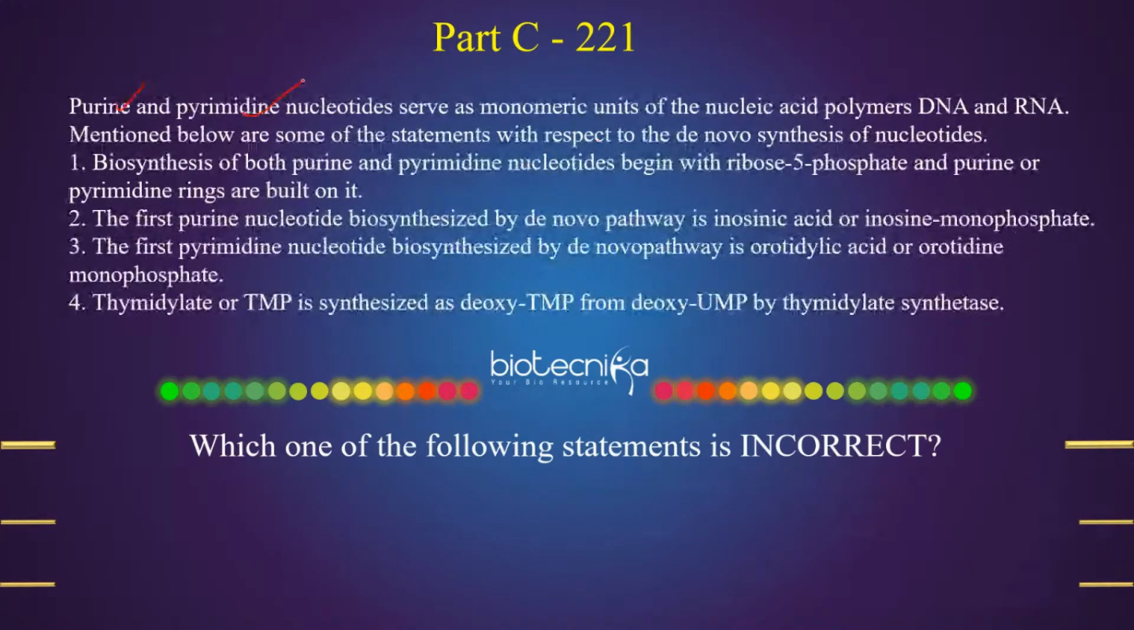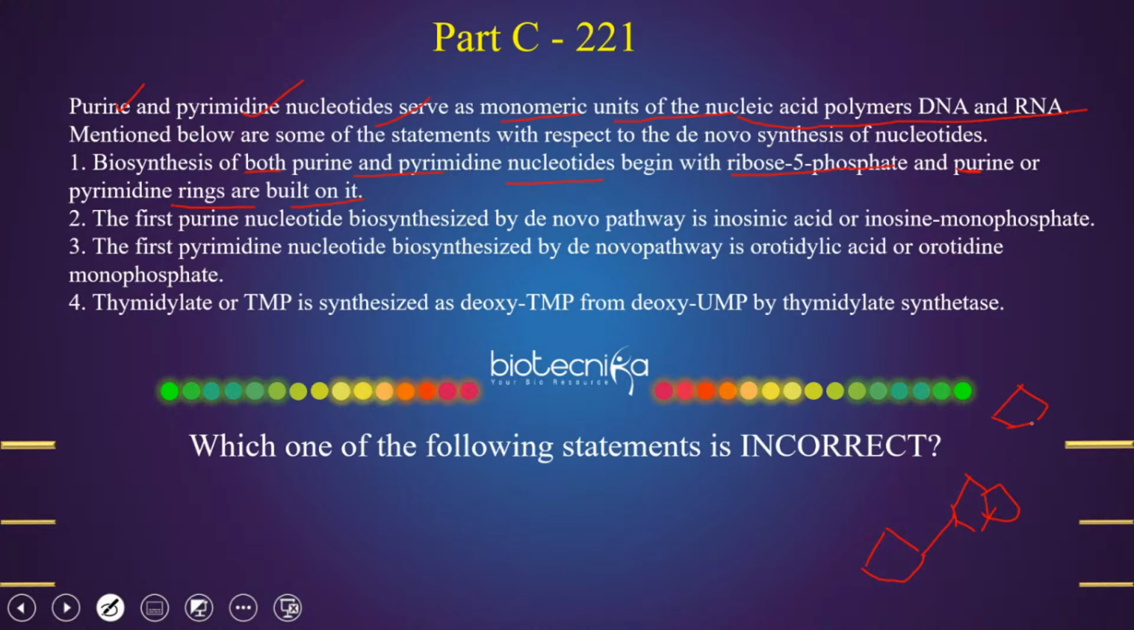They serve as monomeric units of the nucleic acid polymers DNA and RNA. They say biosynthesis of both purine and pyrimidine nucleotides begins with ribose 5-phosphate, and purine and pyrimidine rings are built on it. We know that we have a ribose sugar, and on that you have a pyrimidine ring or purine ring, whatever it is. So in purines, what happens? You have the ribose sugar, and then one by one the molecules are built upon it.